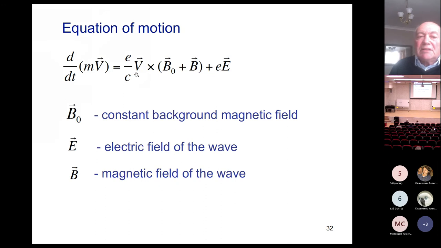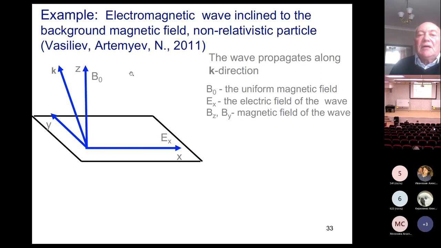And we can consider this on an example. This is the standard equation. V is the velocity of the particle. B naught is the background magnetic field. And B and E are the magnetic field and electric field of the wave. And there are many such examples. I will just discuss very briefly.